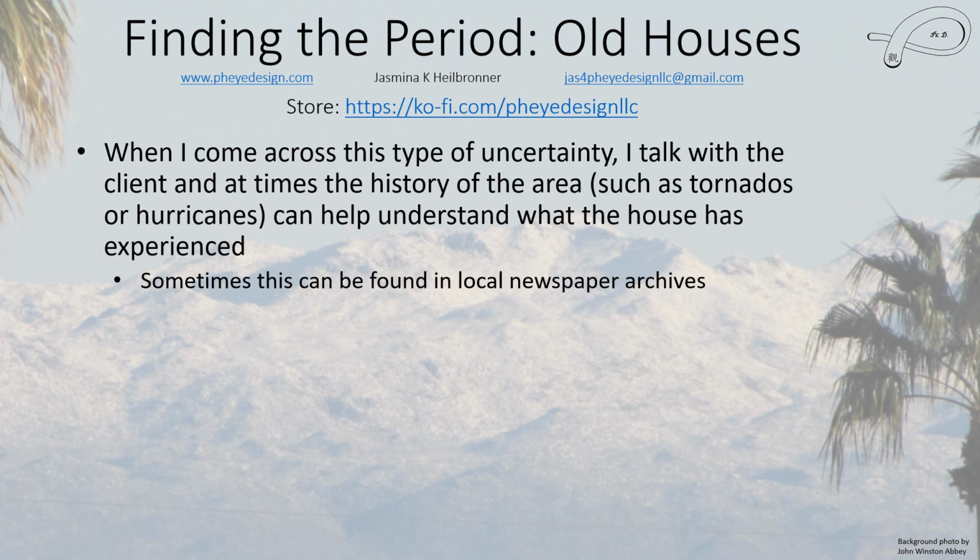Now, sometimes this kind of information can be found in the local newspaper archives, like for big storms, but it can also just be the memory of the people living in the general area.